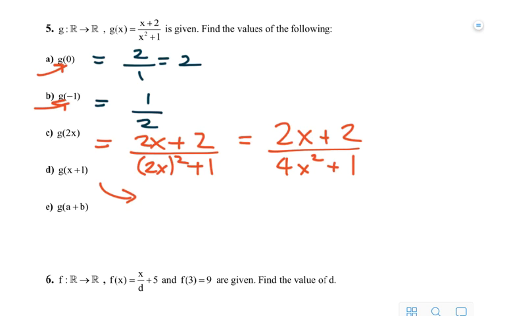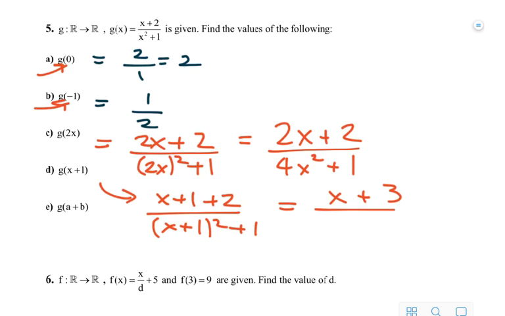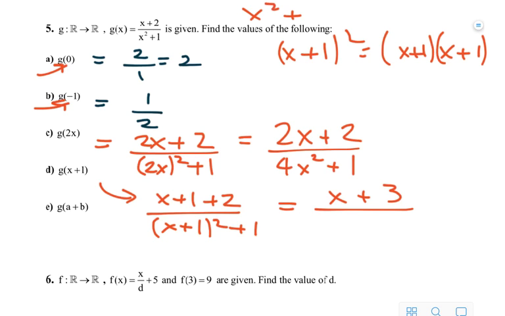The next one then, d, similar thing. We're going to replace x with x plus 1. So x plus 1 plus 2 all over x plus 1 all squared plus 1. And so what do we end up with? x plus 3. And x plus 1 squared then, well, we should know that this means x plus 1 times x plus 1. It does not mean x squared plus 1 squared. That would be a classic mistake.